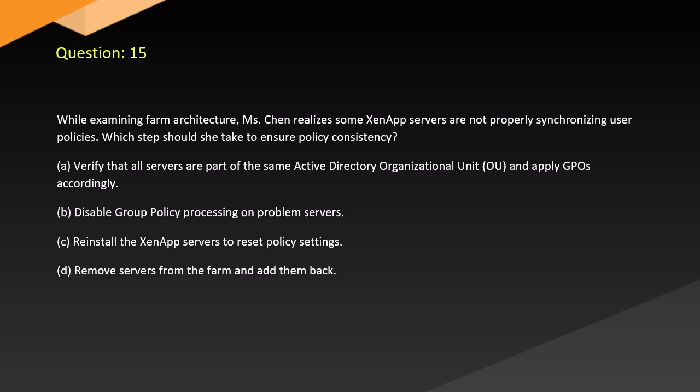Question 15. While examining farm architecture, Chen realizes some XenApp servers are not properly synchronizing user policies. Which steps should she take to ensure policy consistency? A. Verify that all servers are part of the same Active Directory organizational unit and apply GPOs accordingly. B. Disable group policy processing on problem servers. C. Reinstall the XenApp servers to reset policy settings. D. Remove servers from the farm and add them back.